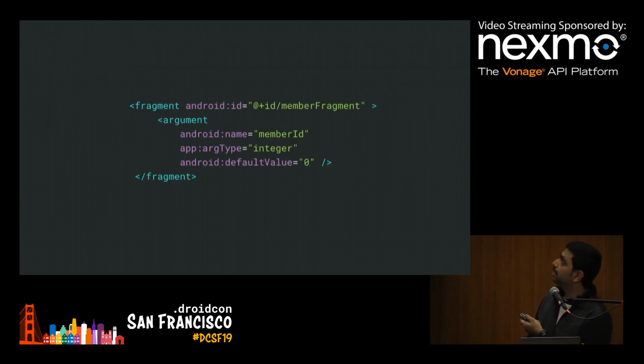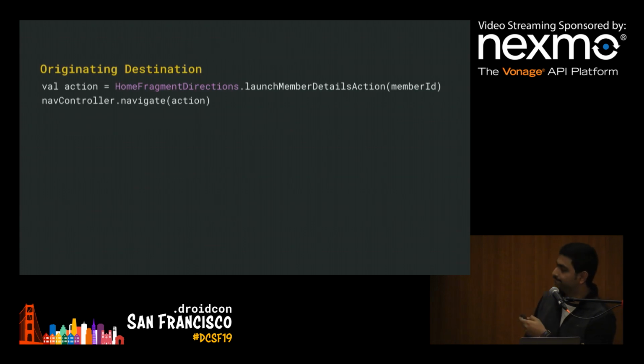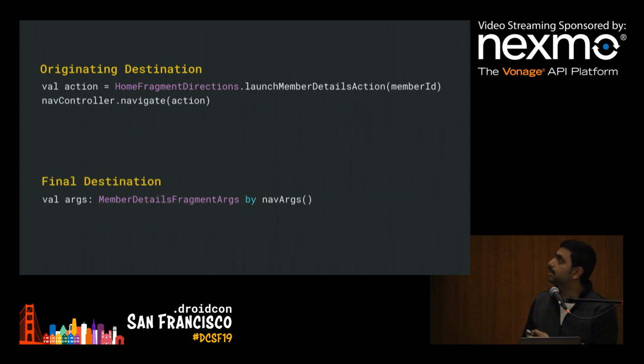So we have a members fragment, and we have an argument. And this is the generated code for that. So you can just say HomeFragmentDirections.launchMemberDetailsAction and you can pass in the member ID. Here the member ID is of the type that you have specified in the XML. So if you specified an integer, it's going to take an integer, and there is no way you can pass in a string over here. And you can just say navController.navigate and pass in that action.